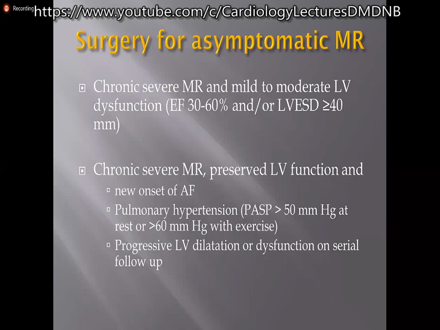the indications for surgery in chronic severe MR with preserved LV function. One is new onset atrial fibrillation, pulmonary hypertension more than 60 with exercise, and progressive LV dilatation on serial follow-up. These are some of the indications for surgery in asymptomatic severe MR.